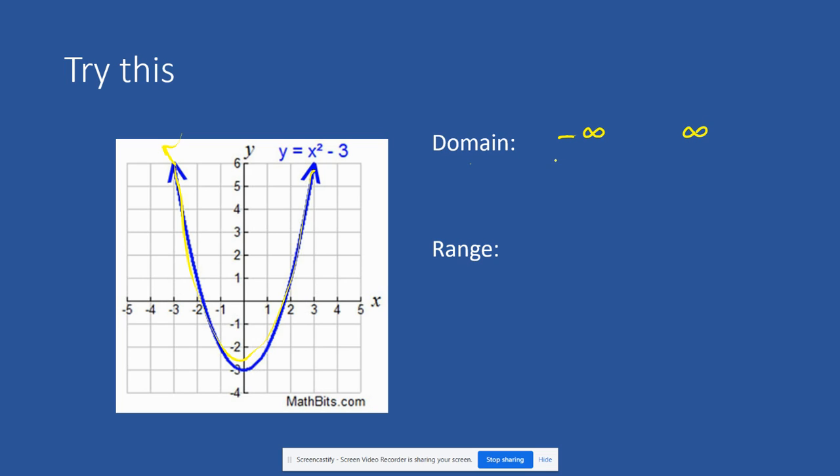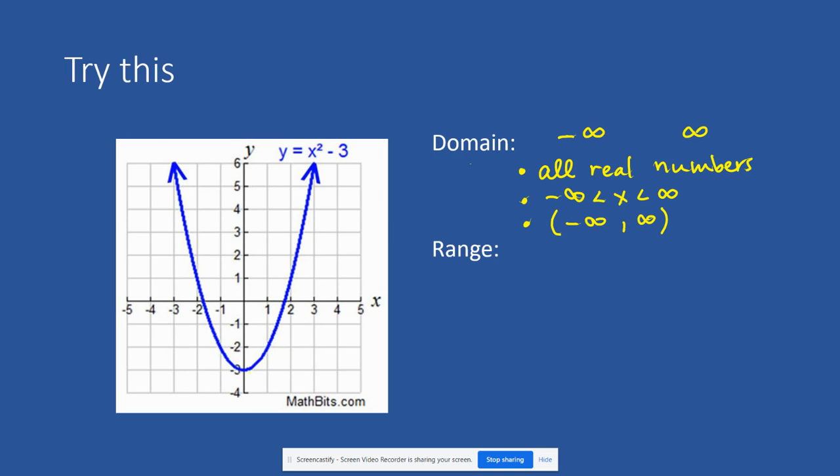So my domain in inequality notation, what Pearson says for domain when it's like this is it says all real numbers. Some books write -infinity is less than x is less than infinity. And then in interval notation, you would say -infinity, comma, infinity with parentheses on both ends because you can't really be infinity.